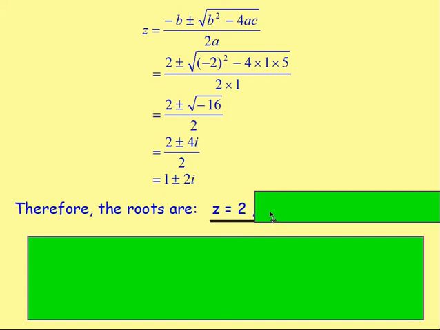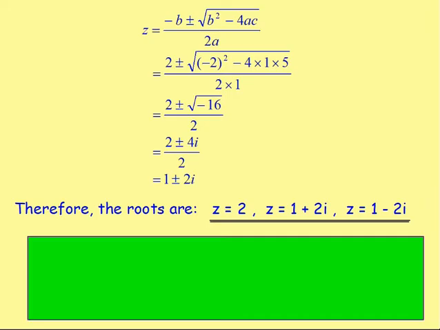We can say, therefore, that our roots are, well, right away we had at the start z equals 2. That was our first root. And for the other roots, we have z equals 1 plus 2i. And we also have z equals 1 take away 2i. So that would be all 3 roots of that equation.